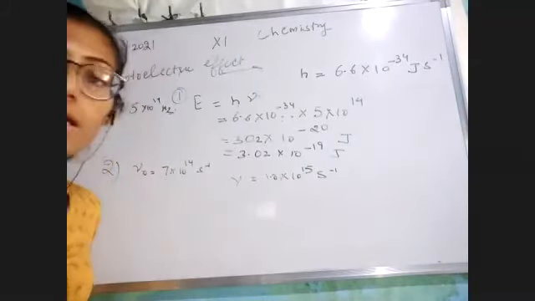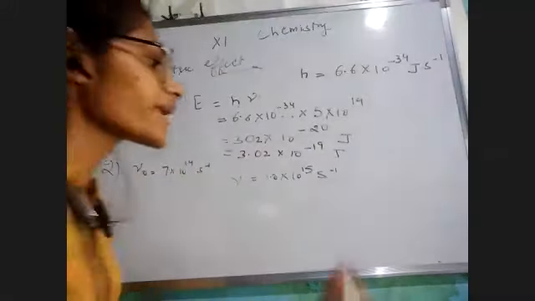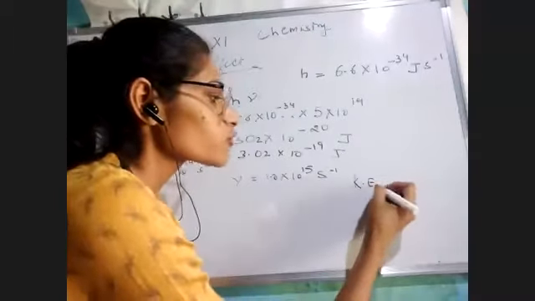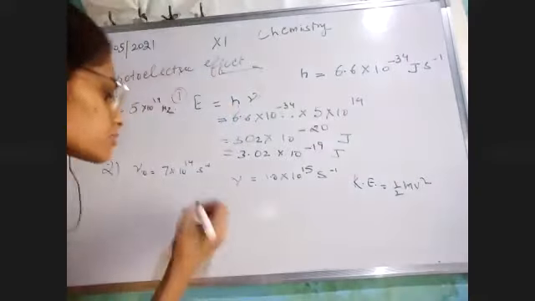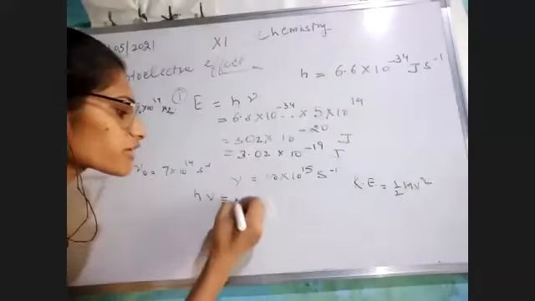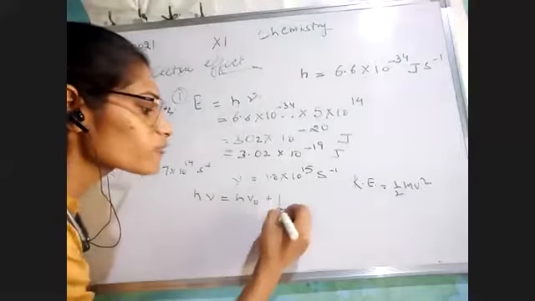Calculate the kinetic energy of the electron. So we have to calculate the kinetic energy of the electron, which equals half mv square. So what's the formula? h nu equals h nu naught plus half mv square.